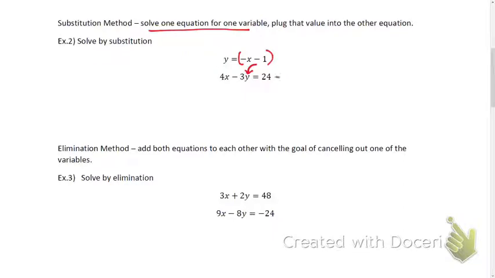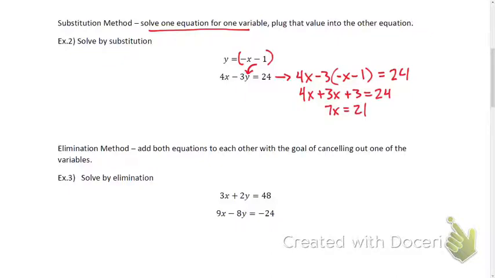So let's rewrite this. This is 4x minus 3. Use parentheses where we substitute. I'm putting -x minus 1 in place of that y, and then equals 24. Distribute that -3. Let's get rid of the 3. And x is 3.